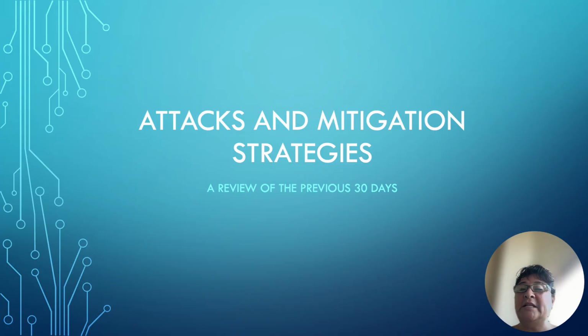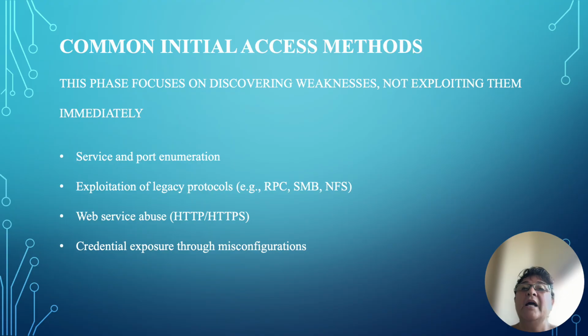The objective is not to teach exploitation, but to improve risk awareness, decision making, and governance. So, how do attackers gain initial access? This is just a high level overview of common initial access methods. I want to make note that attackers rarely hack a system in one step. Instead, access is typically achieved through chained techniques, beginning with reconnaissance and moving towards exploitation.